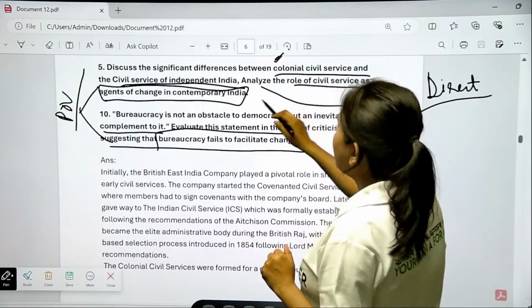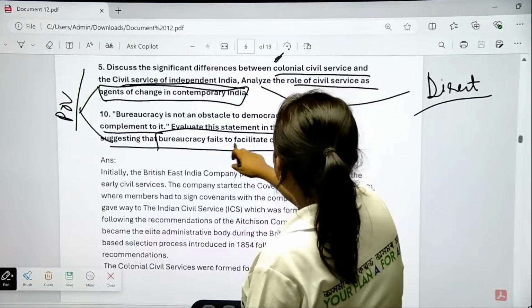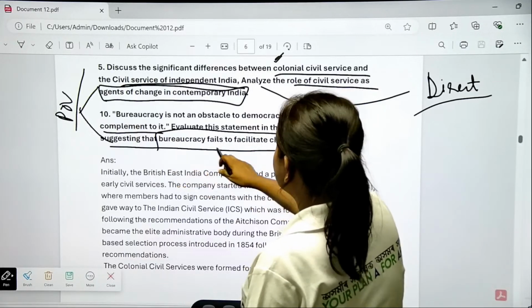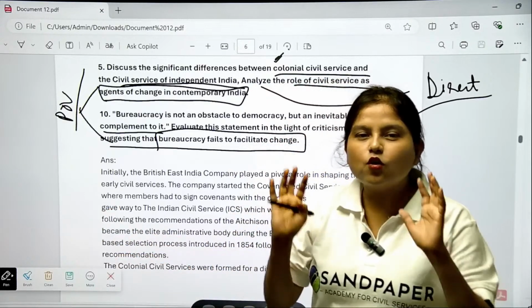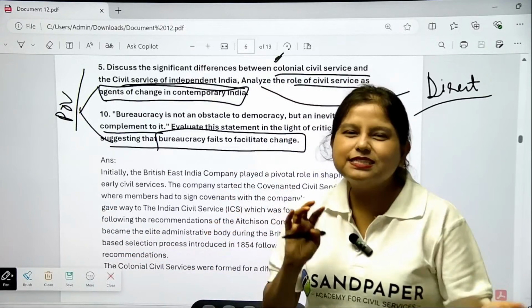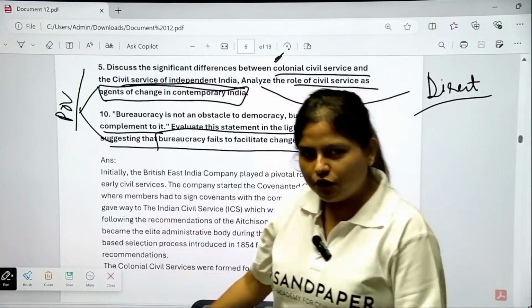Here the question is how we can bring change, and here it says evaluate the statement in the light of criticism suggesting that bureaucracy fails to facilitate changes. Here they say bureaucracy is an obstacle to change. There is something going on where bureaucracy is resistant to change, which is true. Now we will look ahead in the answer.